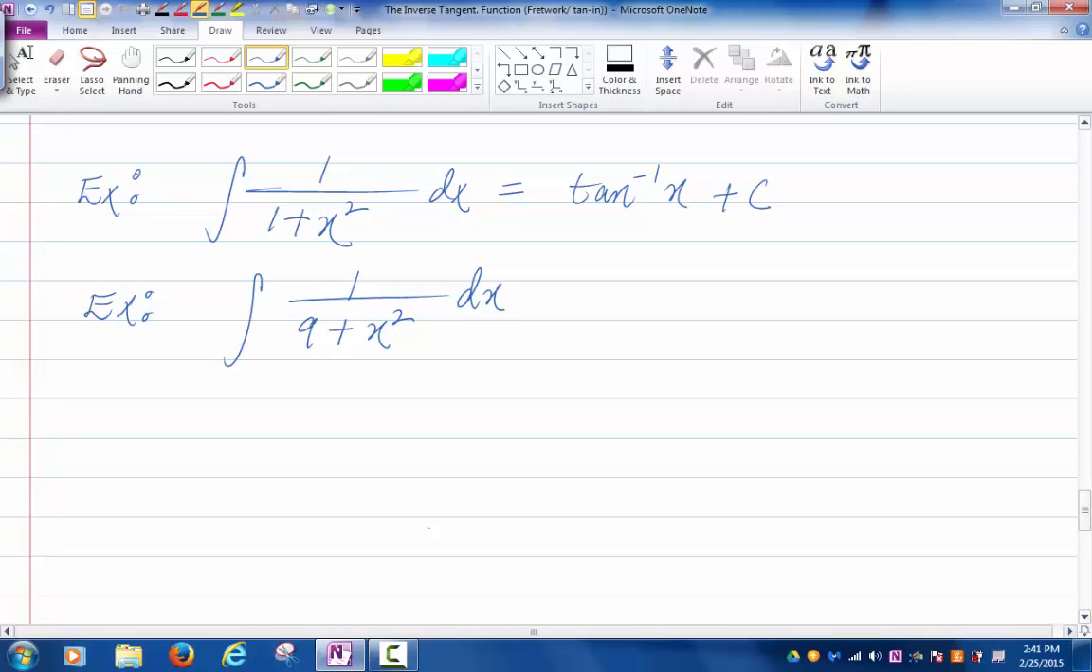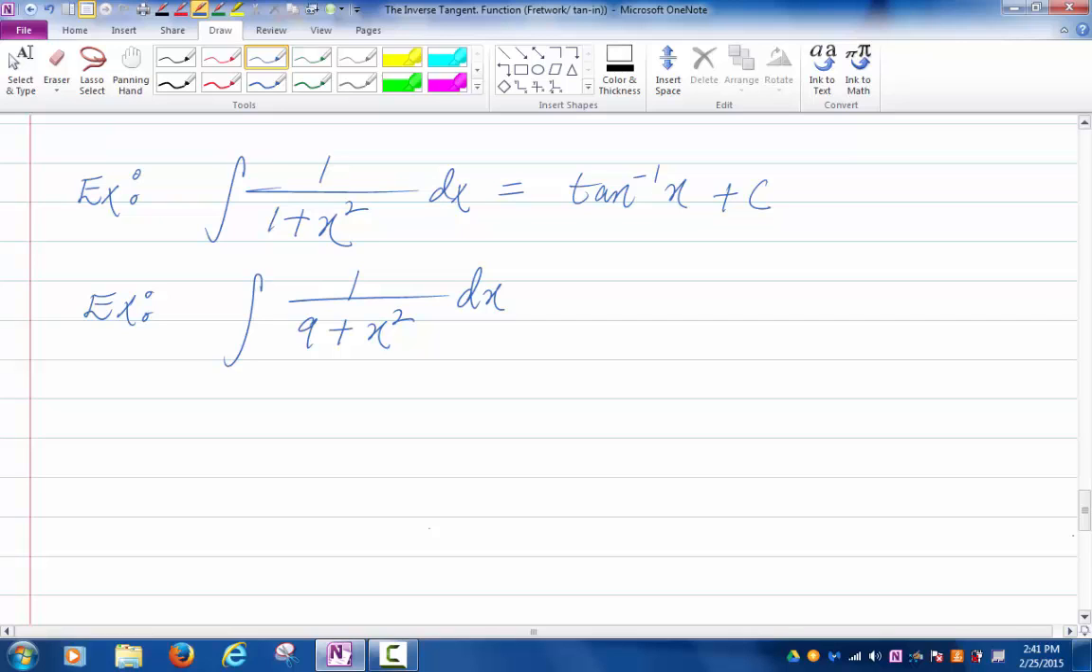What's the integral of 1 over 1 plus x squared dx? Well, we know that the derivative of tangent inverse is 1 over 1 plus x squared. So the integral of 1 over 1 plus x squared is tangent inverse plus c. My question to you is, what's the integral of 1 over 9 plus x squared? How would you do that?